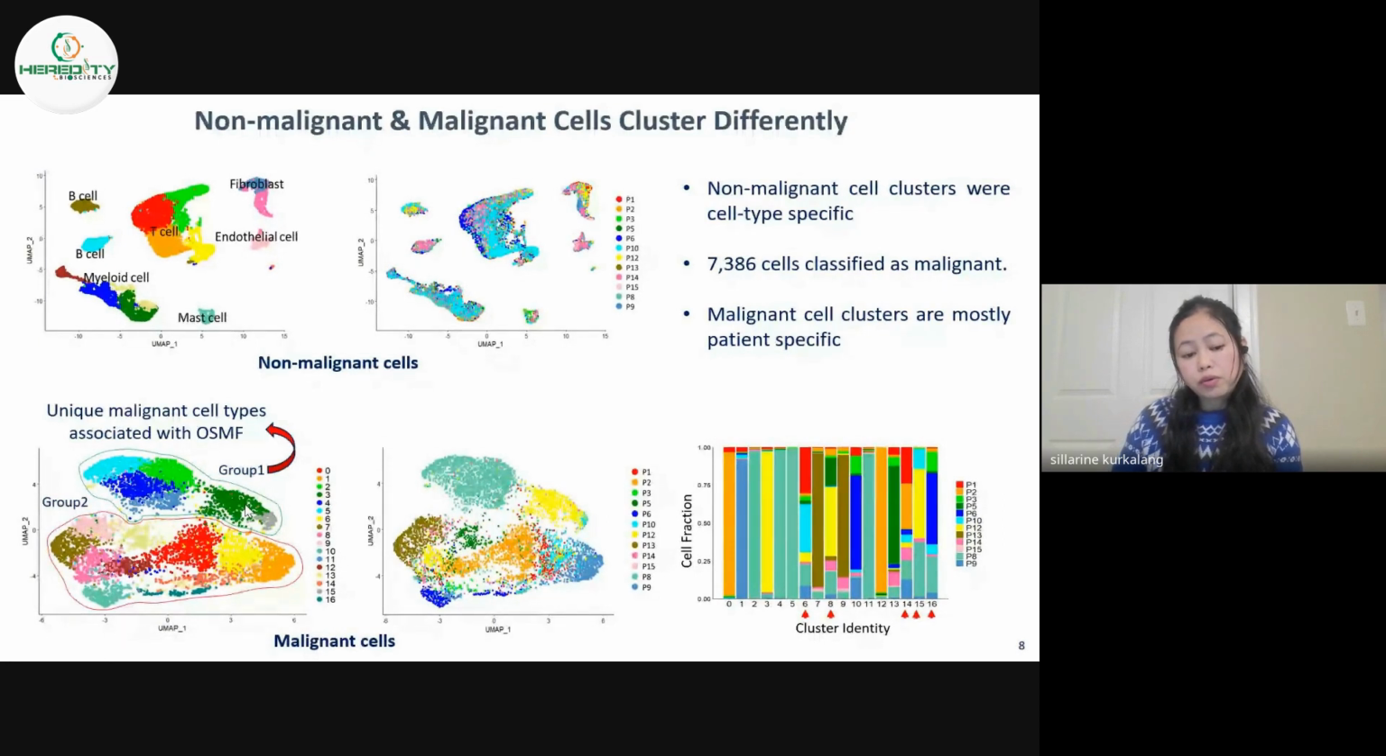Then we went back and looked at the clinical information, and we found that the cells from group 1 belong to patients who have oral submucous fibrosis, whereas the cells from the clusters in group 2 belong to patients who do not suffer from oral submucous fibrosis, thus indicating that cells with OSMF have a distinct gene expression profile compared to the cells without OSMF.